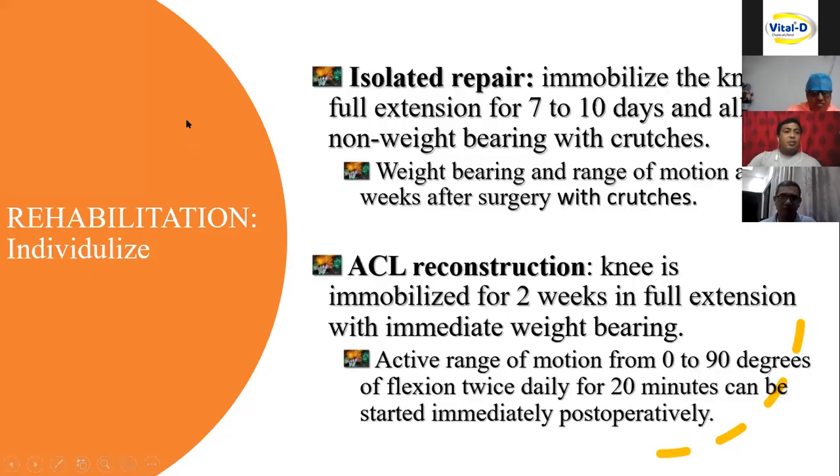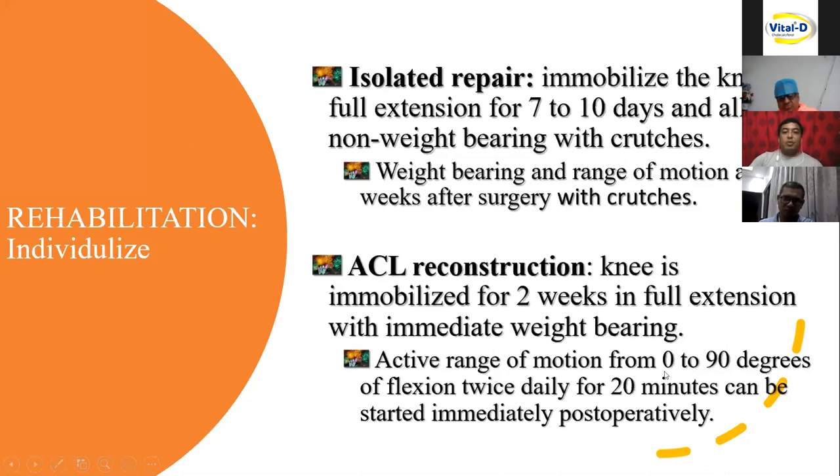Rehabilitation is also an important portion of the arthroscopic procedure. For isolated repair of the meniscus, immobilize the knee in full extension for 7 to 10 days and allow non-weight bearing with crutches. The important point is non-weight bearing. Weight bearing and range of motion start about 4 weeks after the surgery, with crutches. In case of ACL reconstruction, the knee is immobilized for 2 weeks in full extension with immediate weight bearing. Here, weight bearing is allowed immediately.